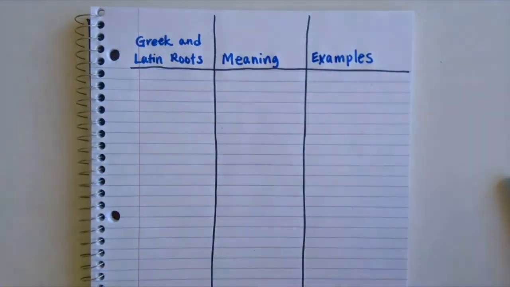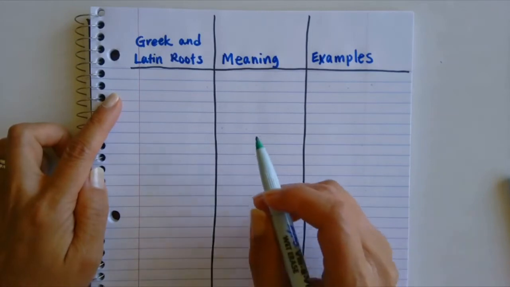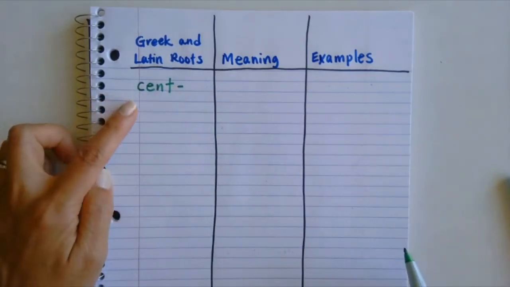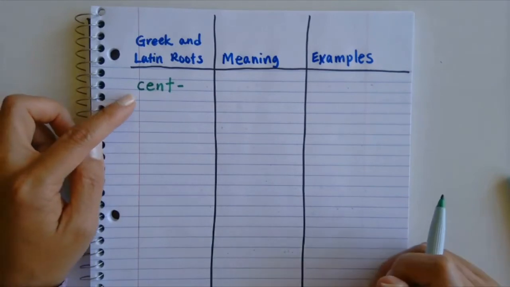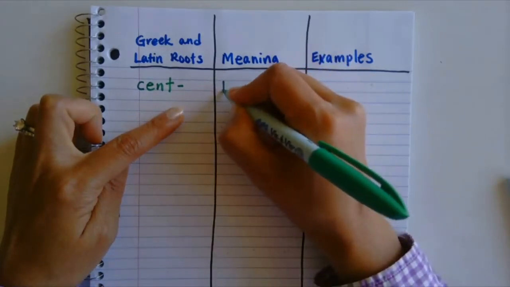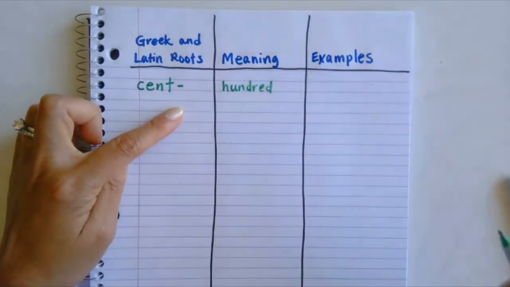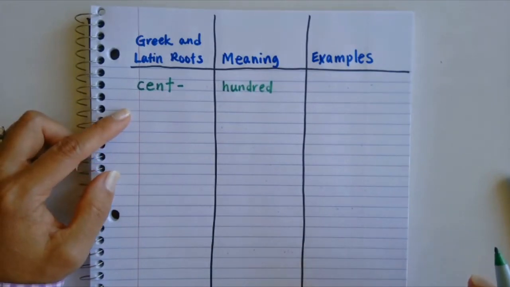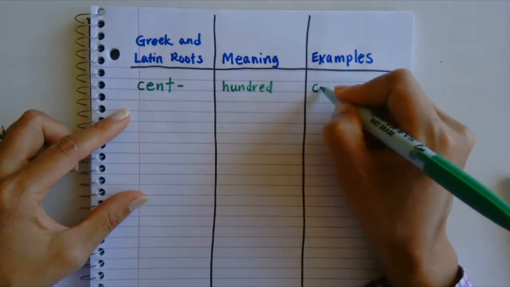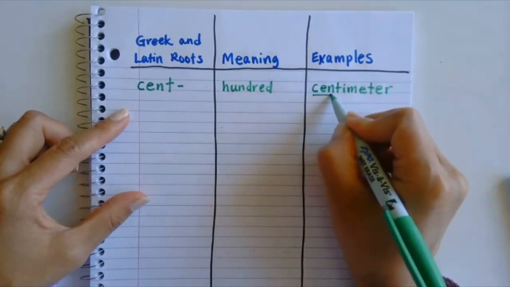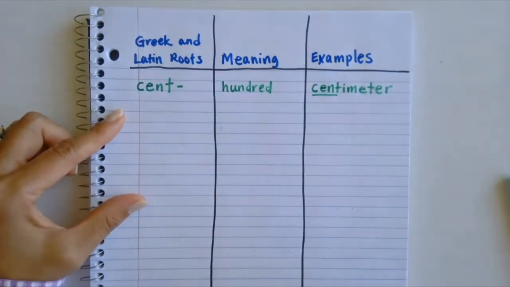All right, you ready? So let's go ahead and make a list of Greek and Latin roots that could help us. The first one that I can list here is, for example, let's say cent. I'm going to put a dash next to this because there could be other letters that could add to this root. So cent, the meaning of cent is 100. Well, let's think of some examples that have cent in the word. For example, in my math, I learned the word centimeter. As you can see, there's the Greek and Latin root, cent, in centimeter.